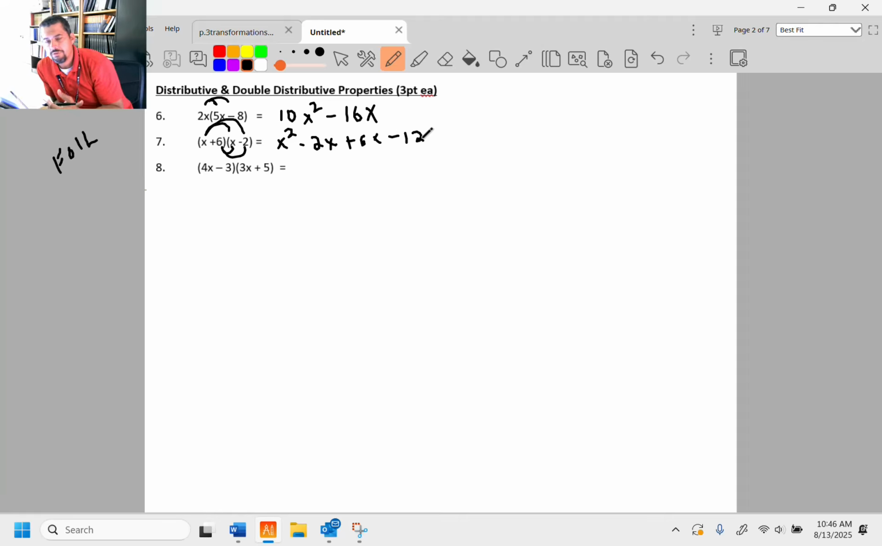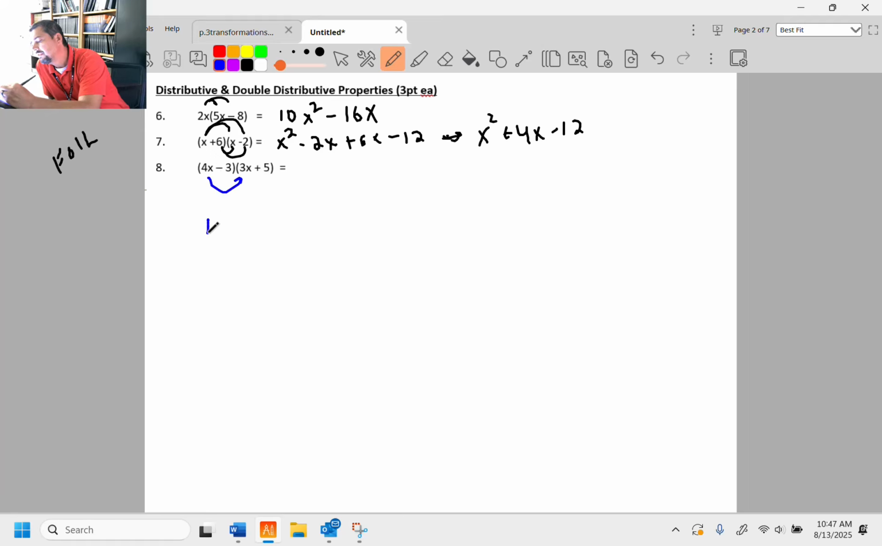Little things I've noticed over the years is kids think you're adding. You're not adding, you're multiplying. That's the big deal. Alright, so we'll do a simplification step. Combine like terms. A negative 2x and a positive 6x add to 4x. And then we have the minus 12. That's called the double distributive property, or the FOIL technique, if you like the word FOIL. It's up to you.